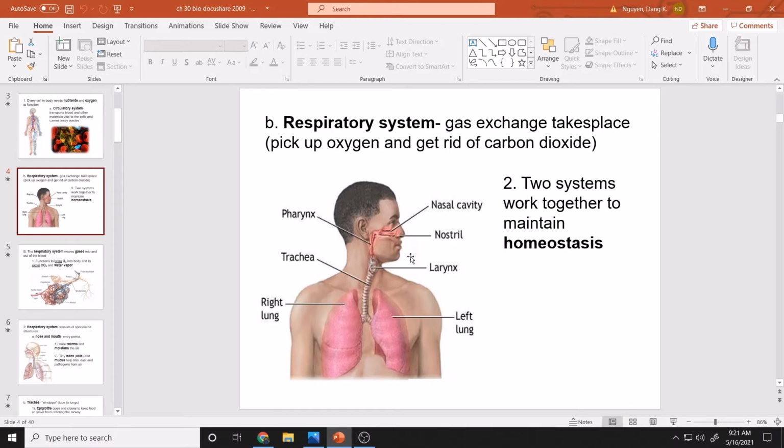Here's a cutaway of a human being. And then you have your nasal cavity and your nostrils. Your nostrils have tiny little hairs which help filter out dust and pathogens. They also moisten the air before it enters your lungs, because you wouldn't want moisture to immediately freeze inside of your lungs. So that's what your nostrils would do.